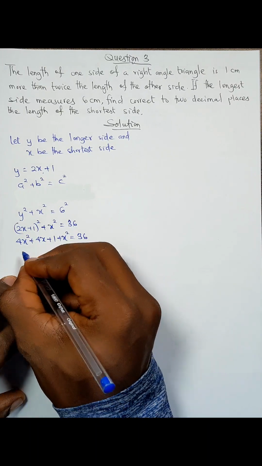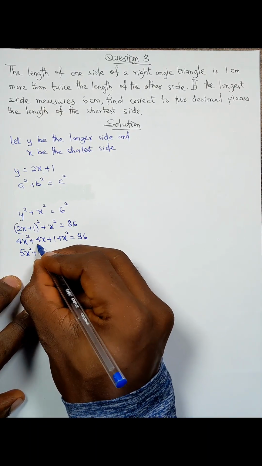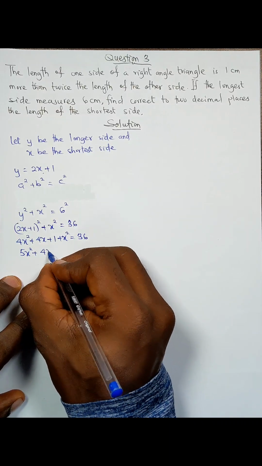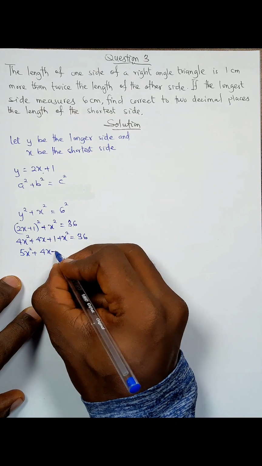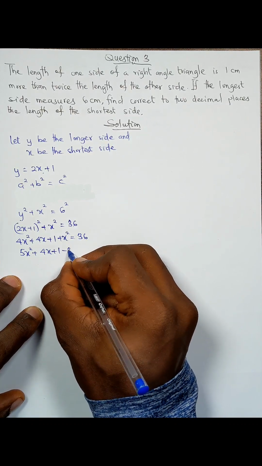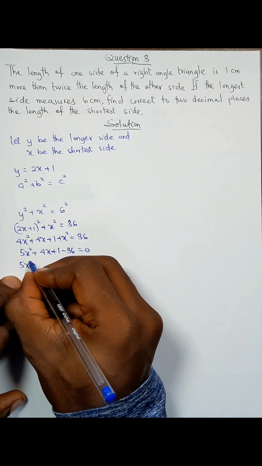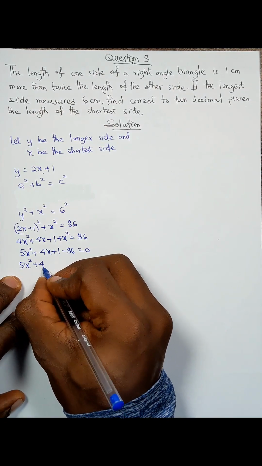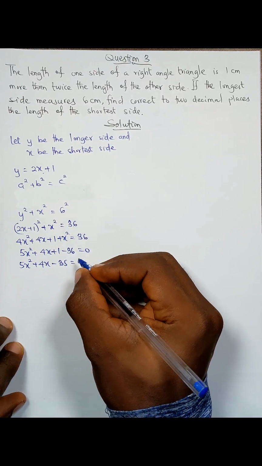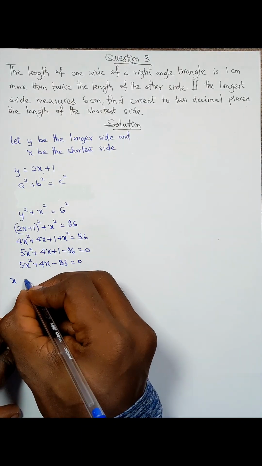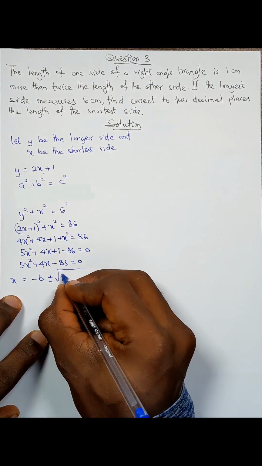4x squared plus x squared gives us 5x squared plus we have our 4x again. We bring this 36 to the left hand side, we get plus 1 minus 36 is equal to 0. So our quadratic equation now becomes 5x squared plus 4x minus 35. We will use the quadratic formula to solve this question.